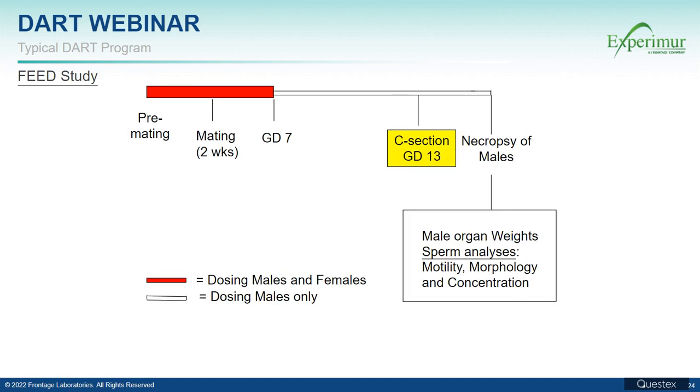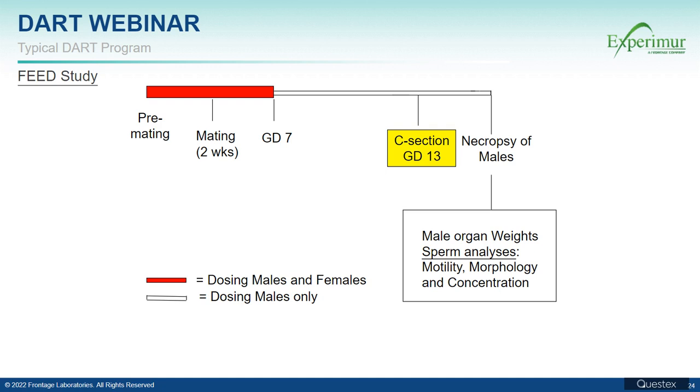Here's a quick figure showing how we do this. Usually we get animals in. These would be non-pregnant, prima gravida animals that are dosed, again, for males 4 weeks prior to mating and females 2 weeks prior to mating, all the way to gestation day 7 to implantation. These animals are then mated, and most of the time the males that are treated are mated to the treated females, and then we look at the effects at C-section on gestation day 13, and we look at the males at confirmation of pregnancy.